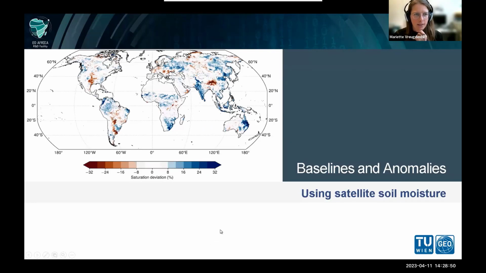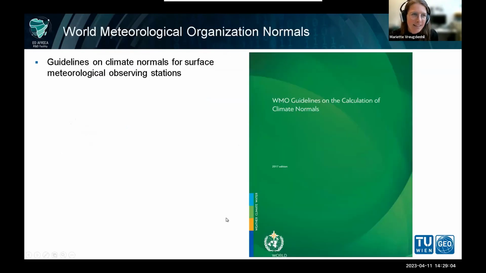Okay, so now to the next section: baselines and anomalies using satellite soil moisture data. How can we calculate baselines and anomalies, as this is not as straightforward as you would think? There is a guideline from the World Meteorological Organization available to calculate climate normals, but this is actually for surface meteorological observing stations, so more based on precipitation. But I will give you an overview of what is in here and how this can be applied to satellite soil moisture remote sensing and drought and anomaly calculation.